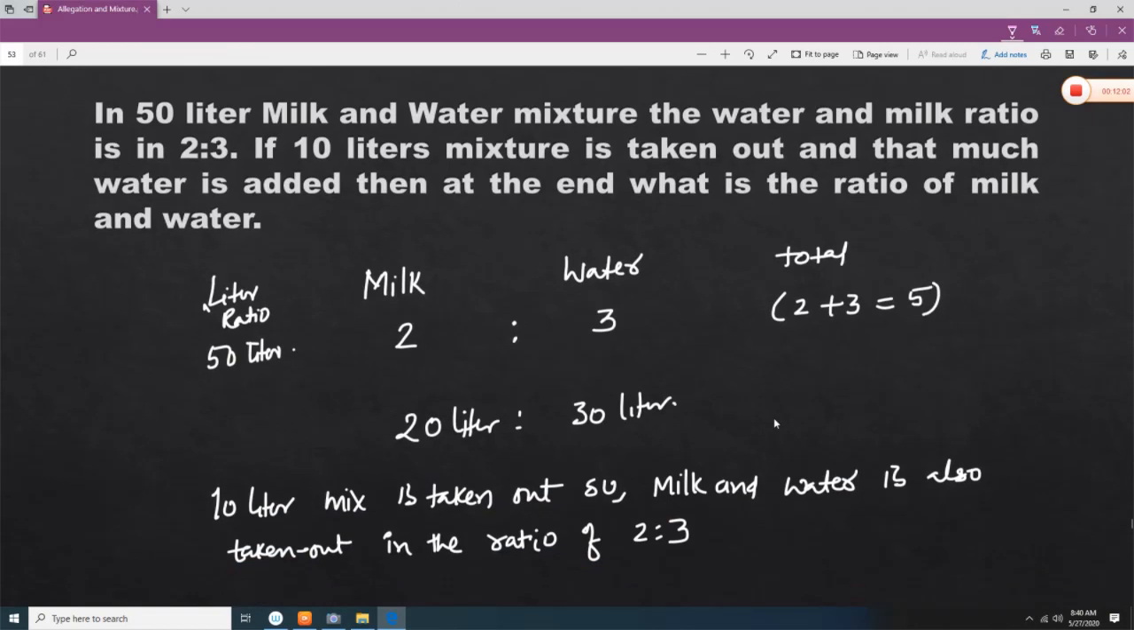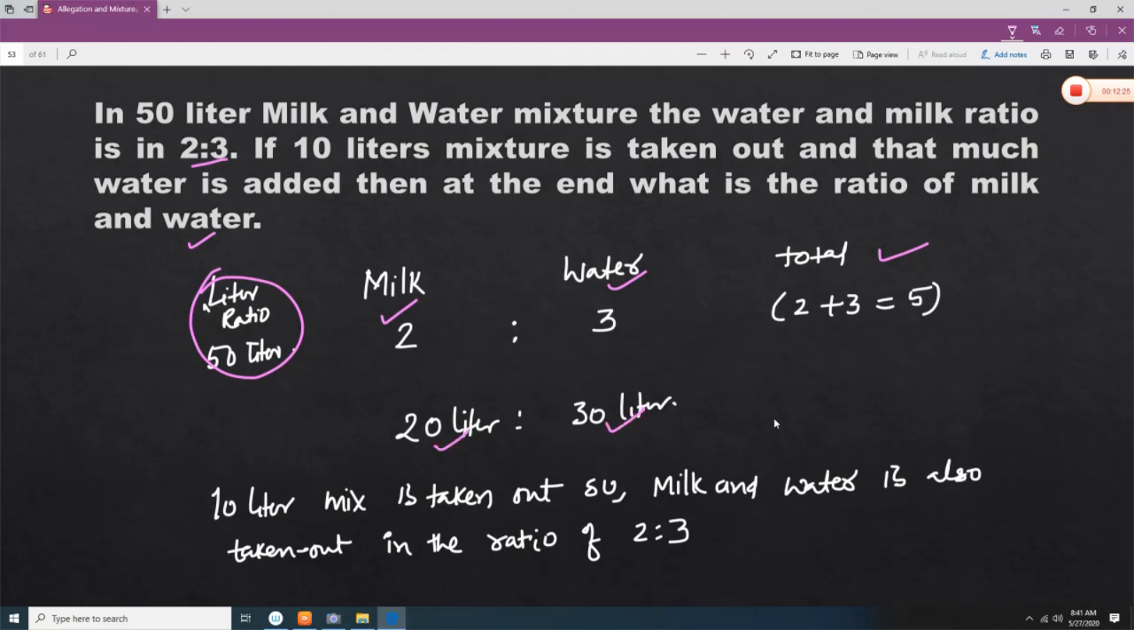In a 50 liter milk and water mixture, the water and milk ratio is 2:3. If 10 liters of the mixture is taken out and that much water is added, then at the end what is the ratio of milk and water? So in 50 liters, 2 parts is the milk and 3 parts is the water, so the total parts will be 5, and it is in the ratio of 20:30.